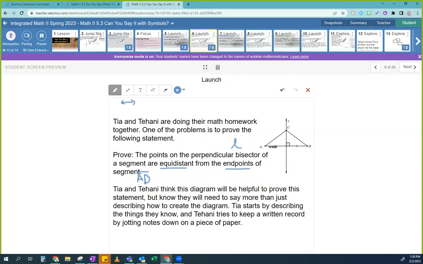So if this is the segment we're talking about, AB, it's A and B. Everybody okay with that? A and B. Not L. L is actually the name of the whole line. You'll name points by capital letters. Yeah, good job.